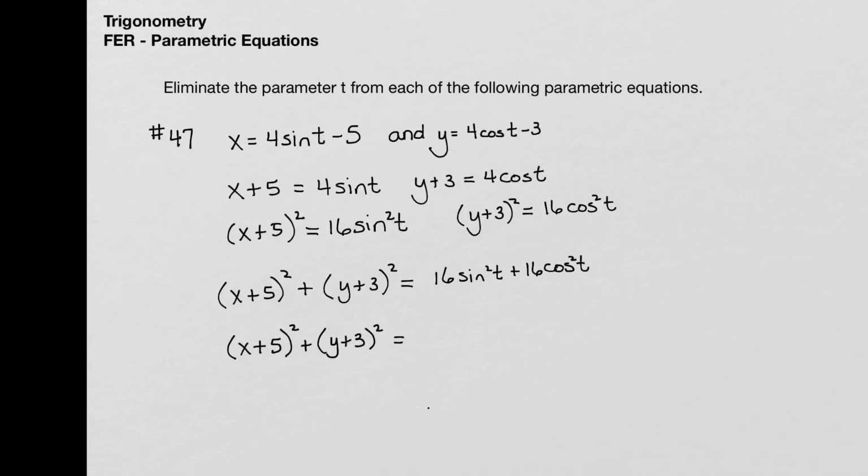And now I can factor a 16 because it's in common. And that's why, as long as the coefficient is the same, this works. I can do this factoring. So I factor out that 16, and it's 16 times sine squared t plus cosine squared t, which is, of course, equal to 1. So now I have my final answer, which is x plus 5 quantity squared plus y plus 3 quantity squared equals 16. And that's the end of that one.